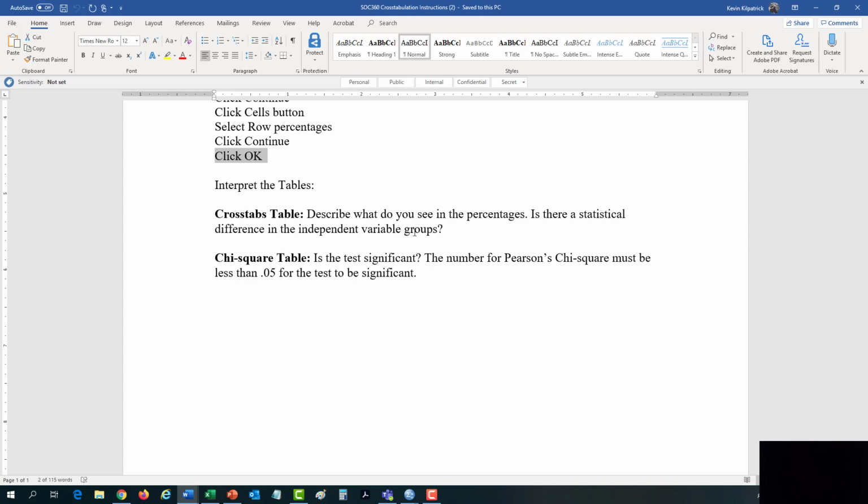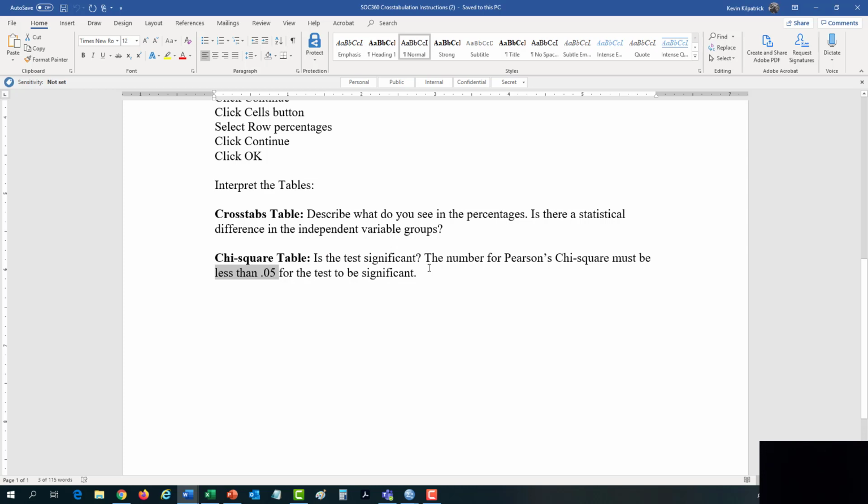And then the bottom table is the chi-square table. And all you have to do is look in the very first row where it says Pearson chi-square. And look all the way over to the right, and that number is what you're going to use to determine whether the test is significant. That number, like all numbers for all tests, has to be less than 0.05 for the test to be significant.